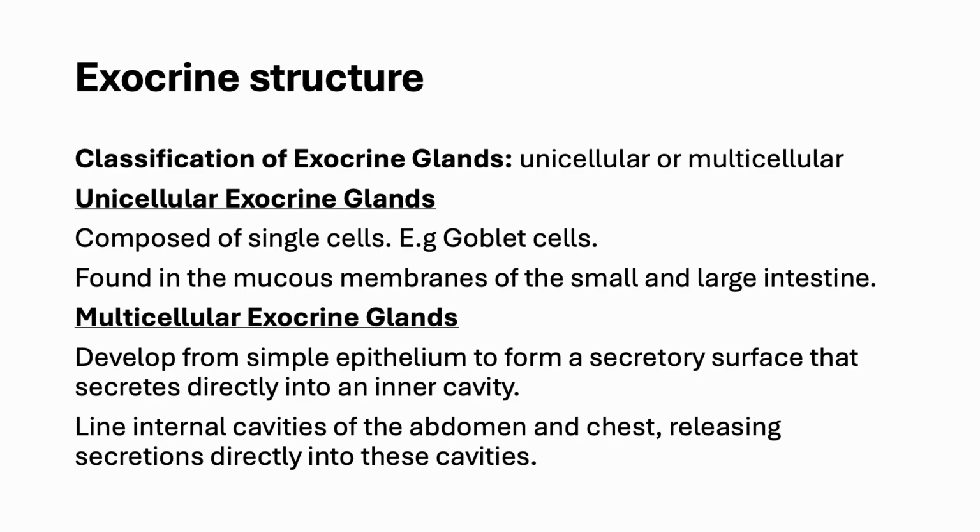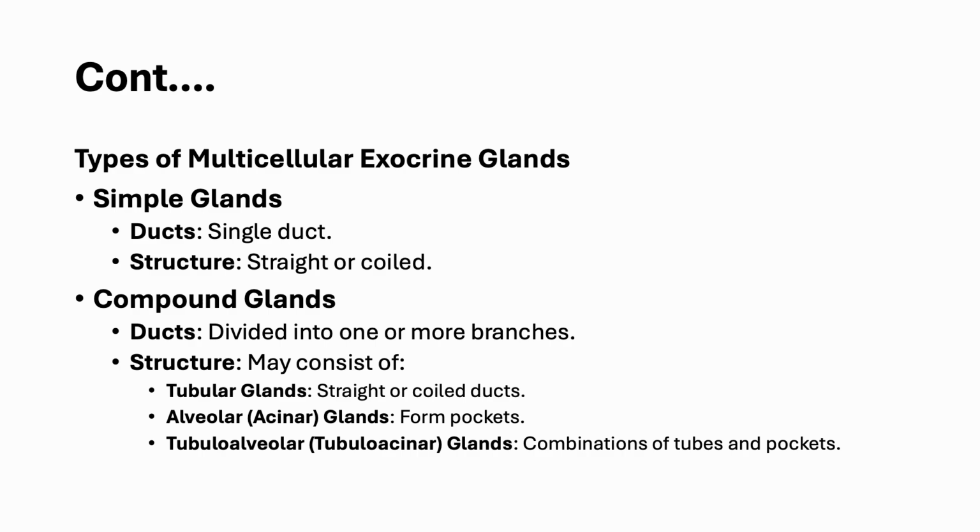We said we can classify according to structure, that is, unicellular exocrine glands composed of single cells, such as goblet cells found in the mucous membrane of the small and large intestine. Multicellular exocrine glands develop from a simple epithelium to form a secretory surface that secretes directly into an inner cavity. They mostly line internal cavities of the abdomen and chest. Examples of multicellular exocrines are the simple glands, that is, a single duct, straight or coiled.